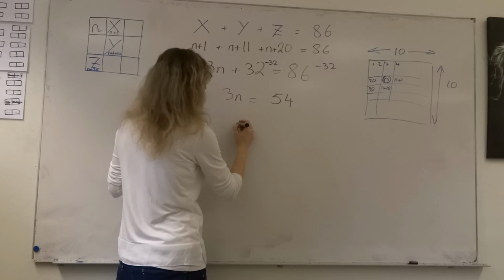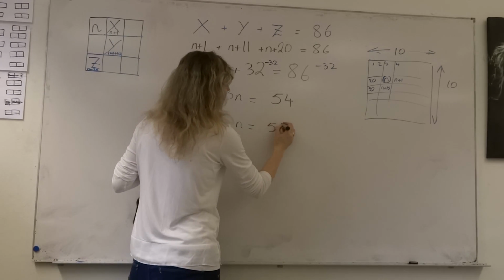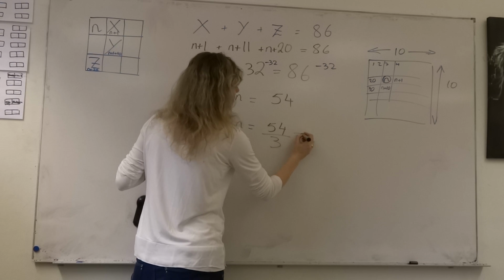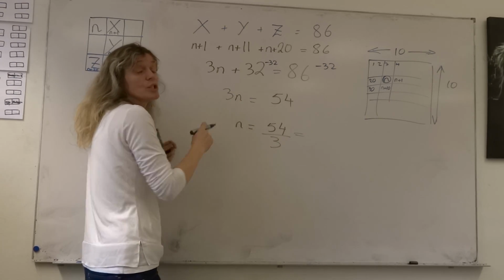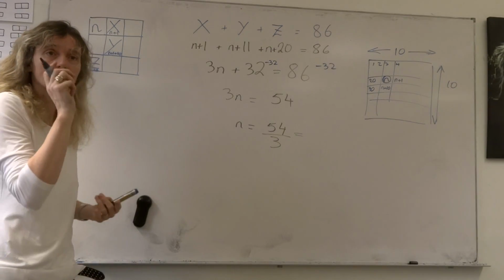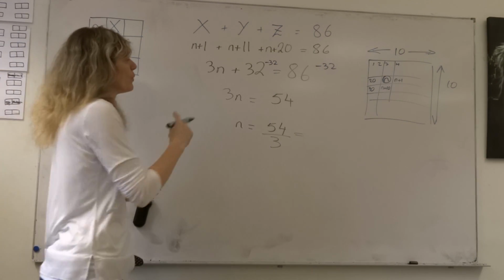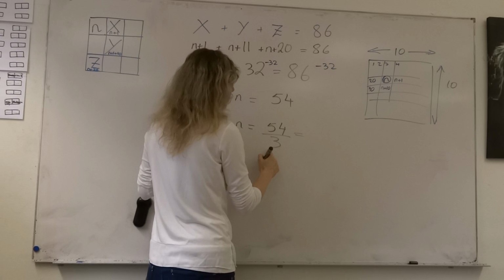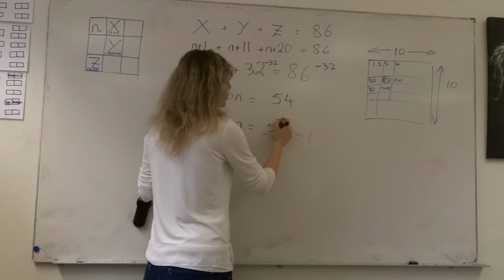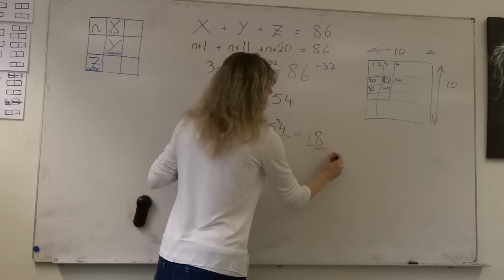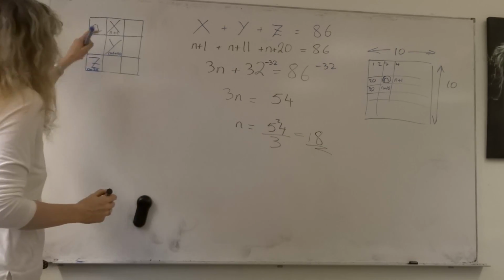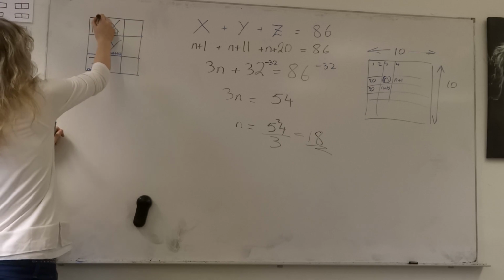So what does n then equal? Well, n will equal 54 divided by 3. Divide both sides by 3 to get rid of the 3 here. We don't want to know what 3 lots of n are. We want to know what one of them is. So we divide 54 by 3. 3 is going into 5 one time, 2 left over. 3 is going into 24 8 times. So we get that the value of n is 18.